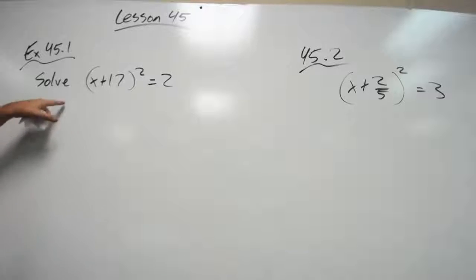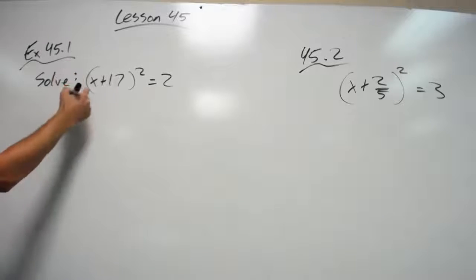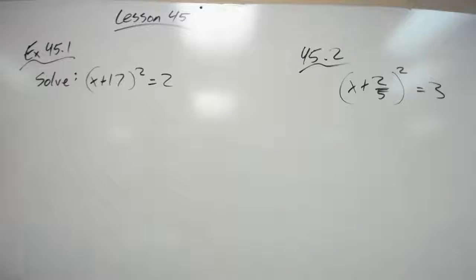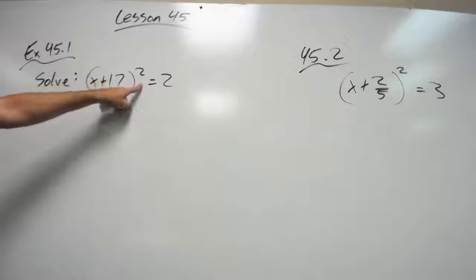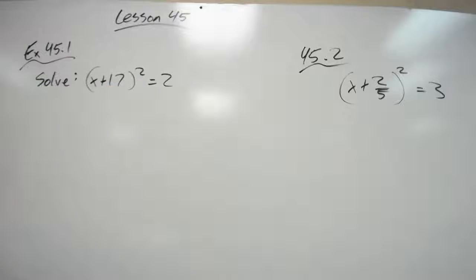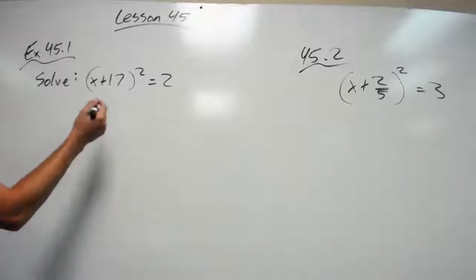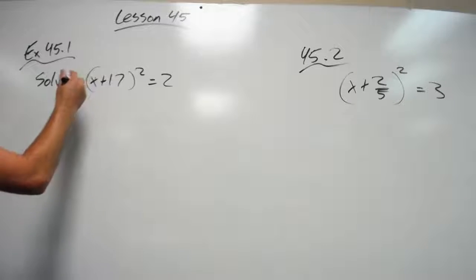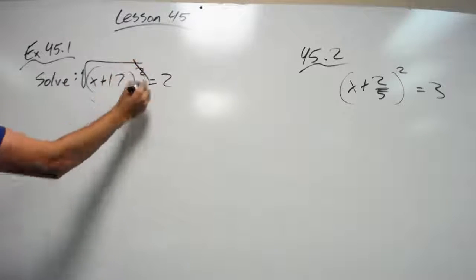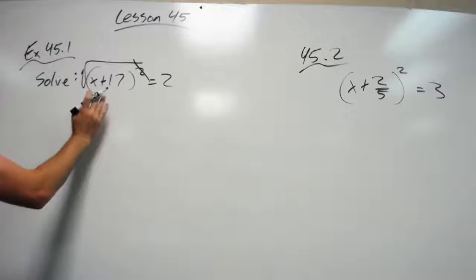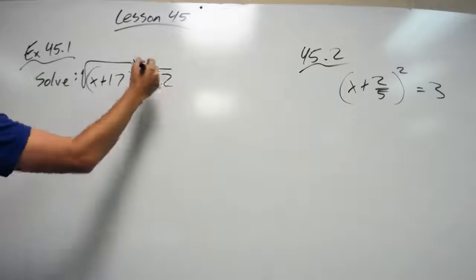If you have solve for x plus 17 squared equals 2, this is known as the difference of 2 squares. Well, right here we have an identity of x plus 17 squared. How do we get rid of the squared? Well, the thing we always do is the opposite in order to get rid of something. So what we do is square root the x plus 17 to cross that out. But if we square root this side, we have to square root this side.